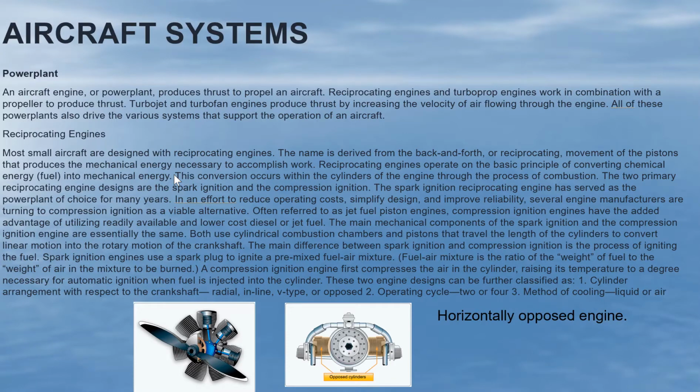Reciprocating engines operate on a basic principle of converting chemical energy, fuel, into mechanical energy. The conversion occurs within the cylinders of the engine through the process of combustion. The two primary reciprocating engine designs are the spark ignition and the compression ignition. The spark ignition reciprocating engine has served as the power plant of choice for many years.